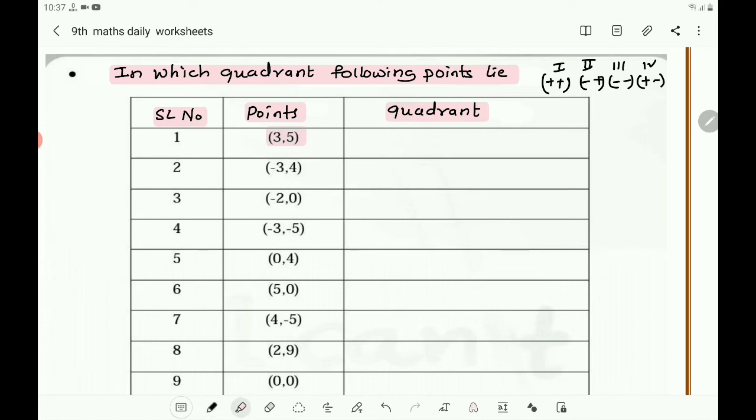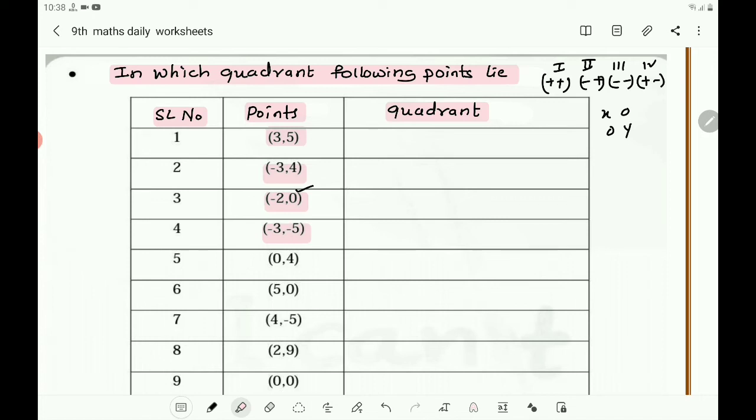The second one is minus plus. For (-2, 0), one coordinate is 0, so it must lie on the x-axis or y-axis. If it is in the form (x, 0), where y is 0, it lies on the x-axis. If the first one is 0, it lies on the y-axis, in the form (0, y). Here y is 0, so it must lie on the x-axis. Then (-3, -5), in which quadrant does it lie?